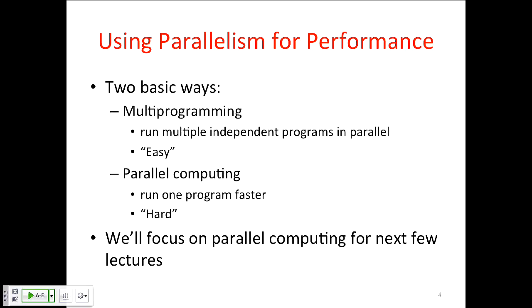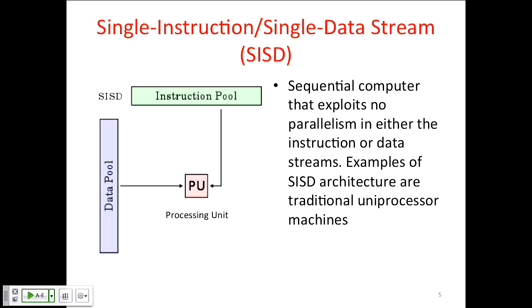Okay, so the next few lectures are going to focus on parallel computing: how do you make a single task complete faster by using some kind of parallel computer. There's an interesting, very old taxonomy that was developed to explain different forms of parallelism inside a computer. We'll start off with the sequential version, which is what you've looked at so far, a single instruction, single data stream model.